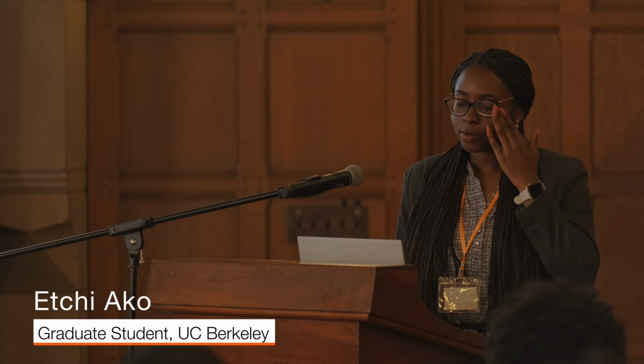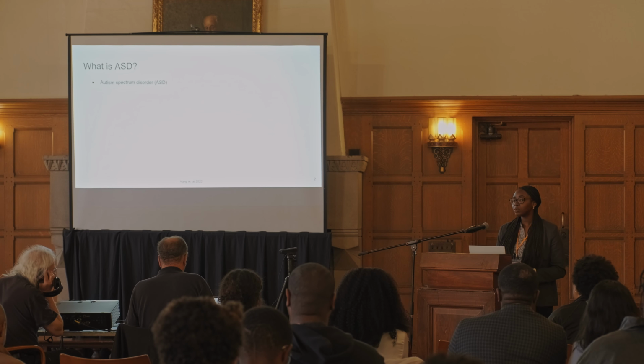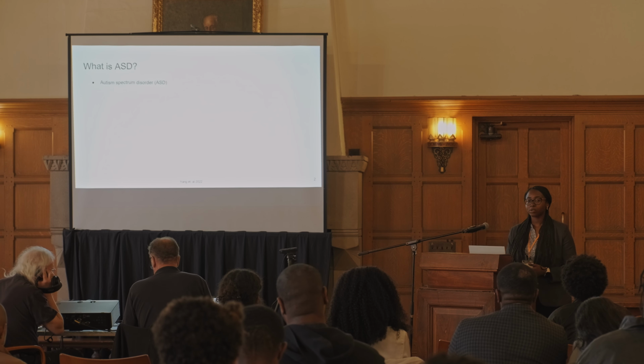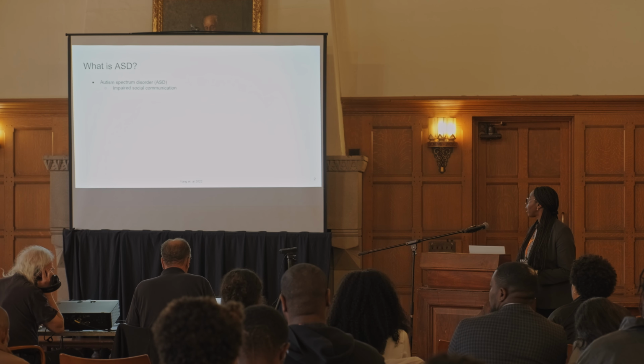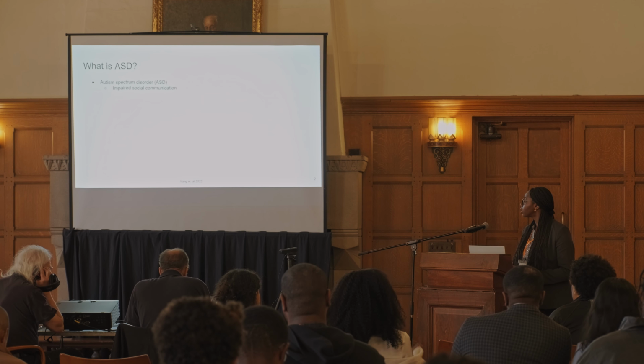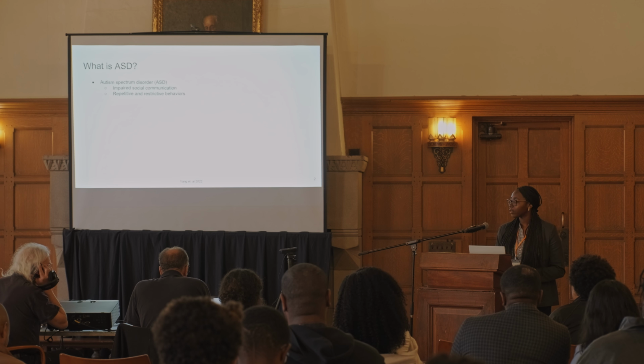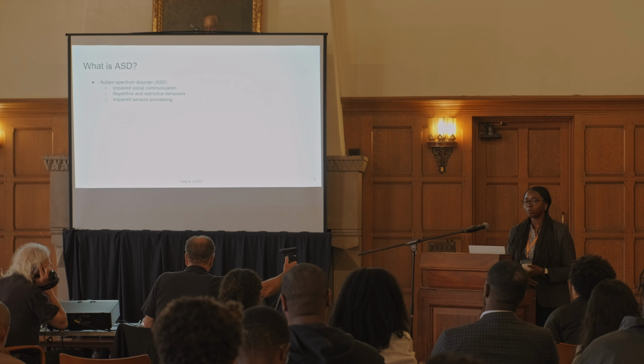I'm a PhD student in the Vision Science program, and I'm very excited to share some of my research with you guys, which is looking at the impact of autism spectrum disorder on functional retinal development. So autism spectrum disorder is a neurodevelopmental disorder which is categorized by impaired social communication, repetitive and restrictive behaviors, as well as impaired sensory processing.